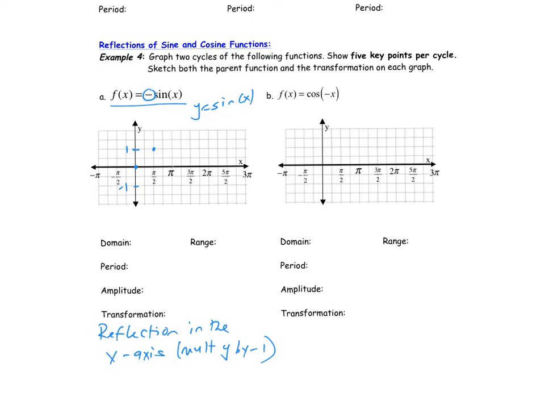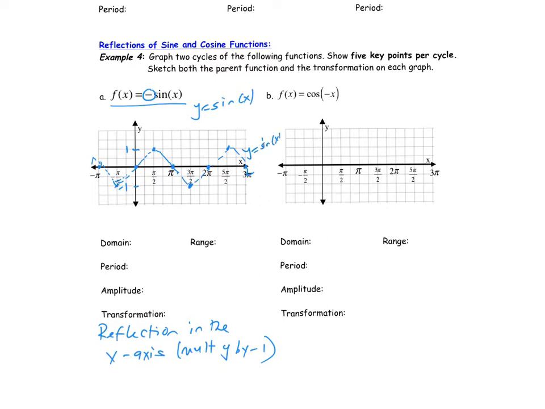Next quarter period will be back at the midline, so pi, 0. Then 3 pi over 2, negative 1. 2 pi back to the midline, 0. 5 pi over 2, 1. 3 pi, 0. And in the negative direction, negative pi over 2, negative 1, and then negative pi, 0. I will sketch in the parent function using a dashed line. So this is y equals sine x.